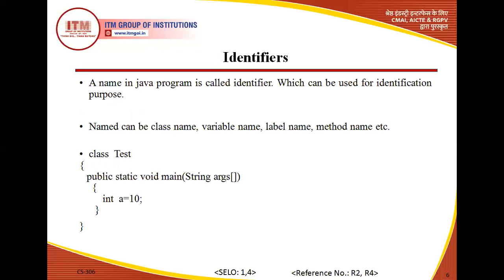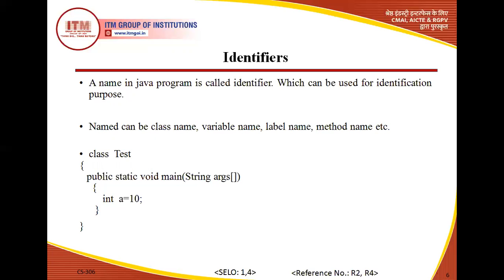So let's begin with your identifier. What is the identifier? Can anyone tell us? An identifier is nothing but a name in the Java program. If we generalize the word identifier, it is something that is used to identify. So an identifier is just to identify something.